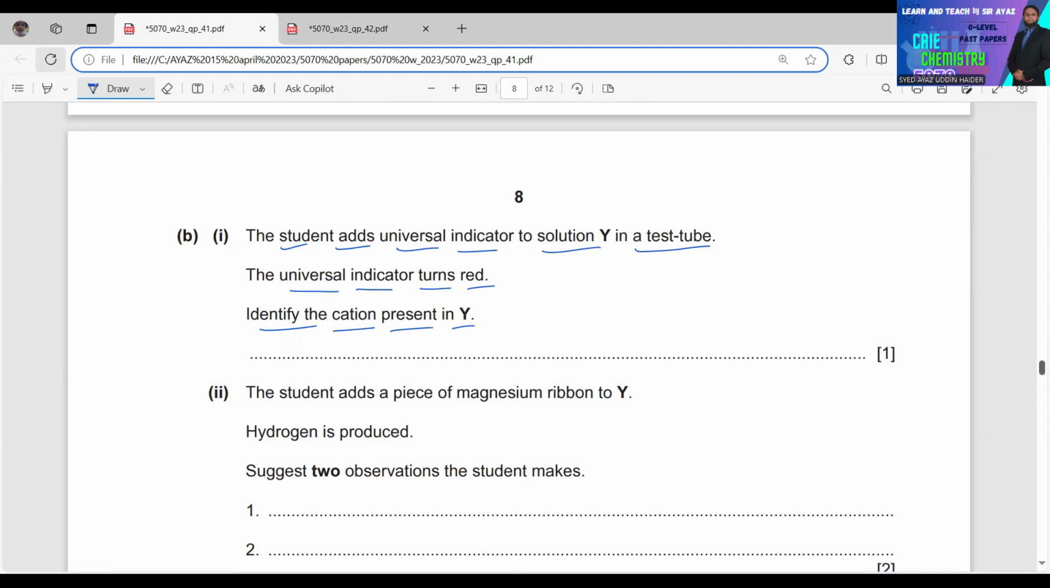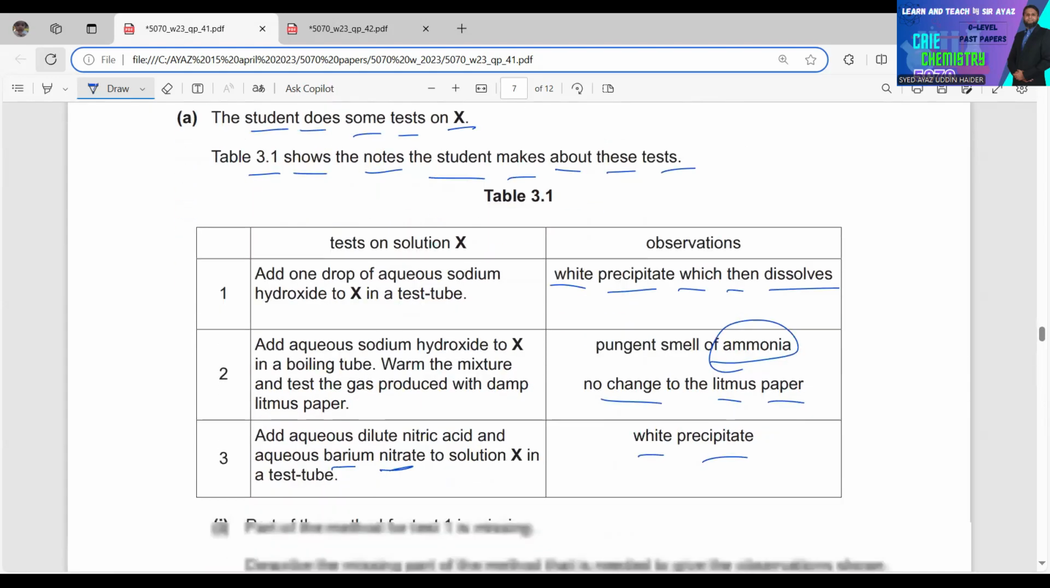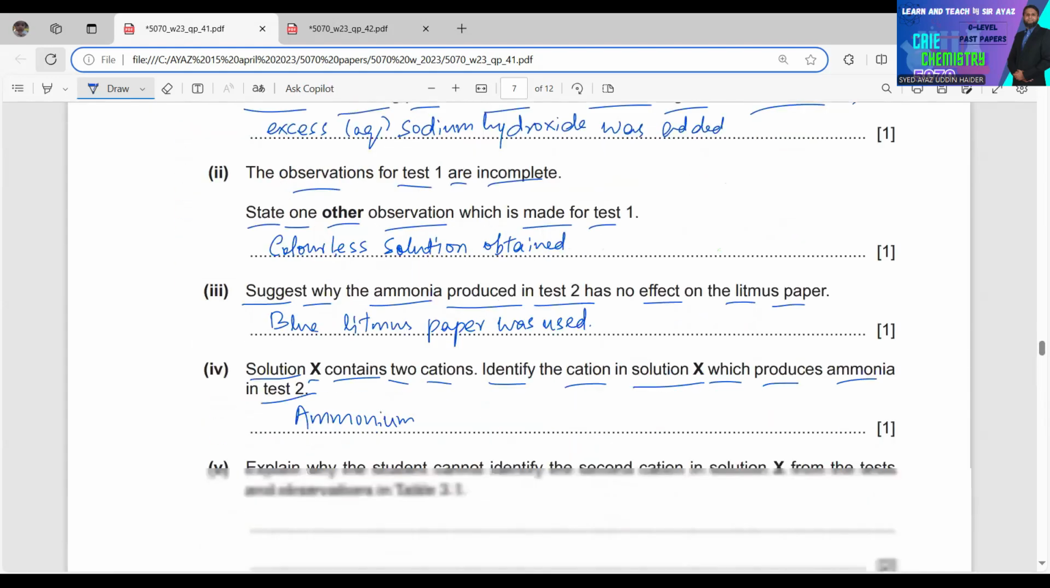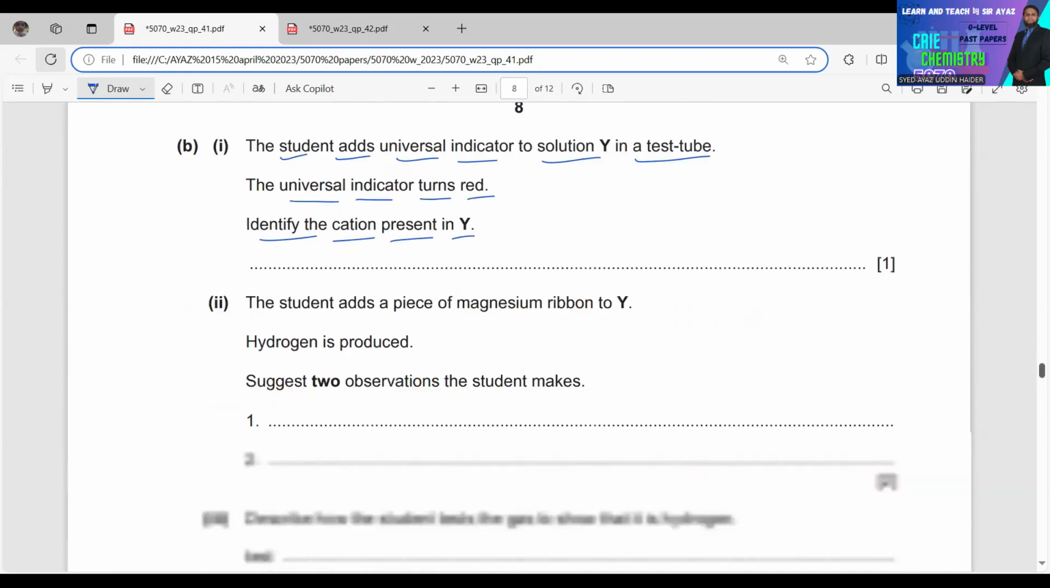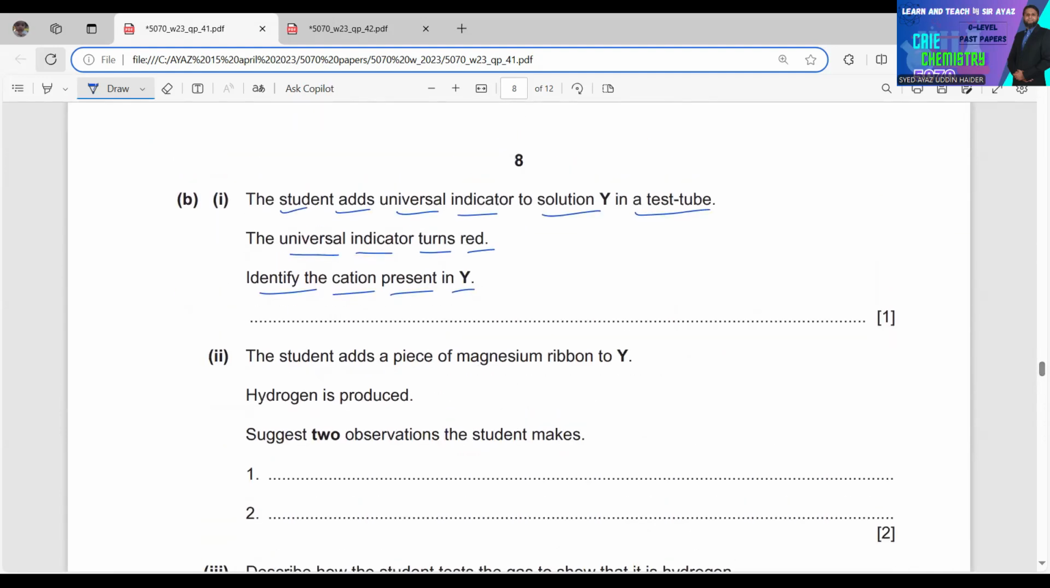Where is Y? Solution Y. So if it is turning red, it must be H positive ion. This is the acidic ion responsible for turning the universal indicator to red. You can even write hydrogen instead of H positive.